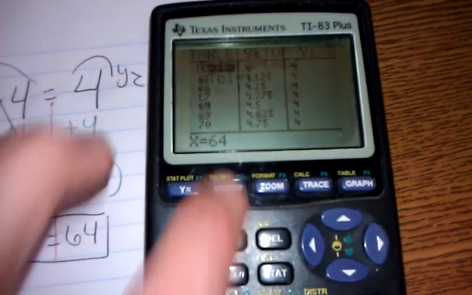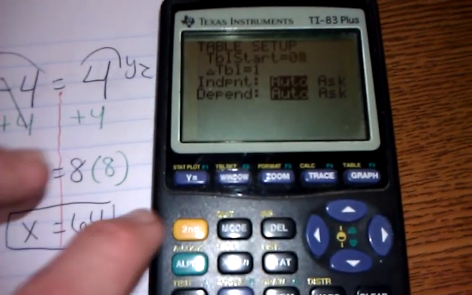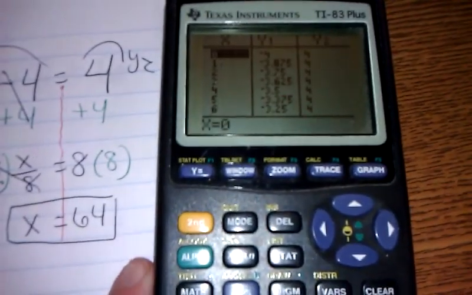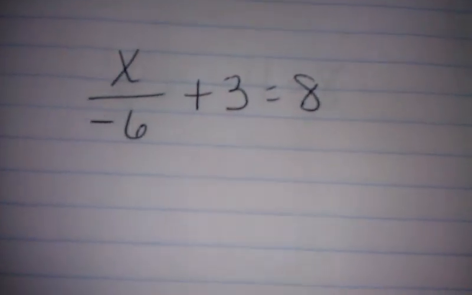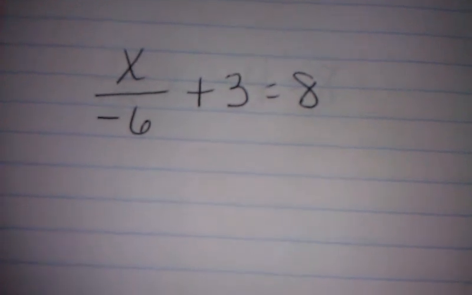So I'll go back second window. I'm going to go back to 0. Type 0 in, second graph, and it took me back to the beginning. Next problem. Pause the video and come back and see how you did.